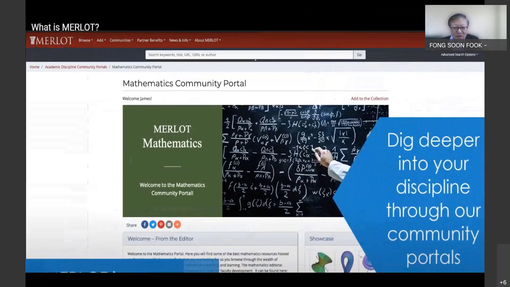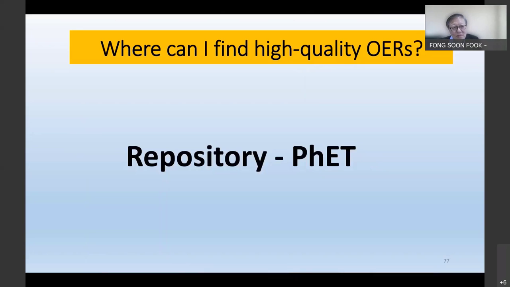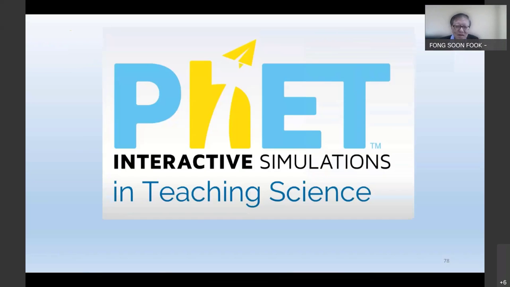Merlot has been around for a long, long time. Khan Academy is also one of those places that you can go in. SEAMEO RECSAM will find this very useful. Also for SEAMEO sometimes, because this is for teaching of science, but also for those with a disability, these are also useful.